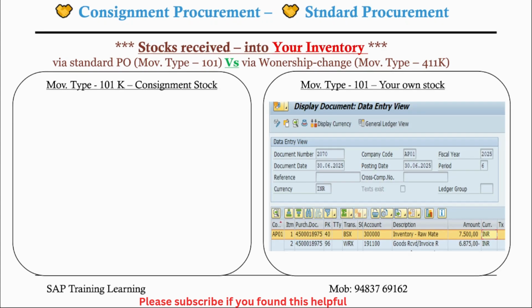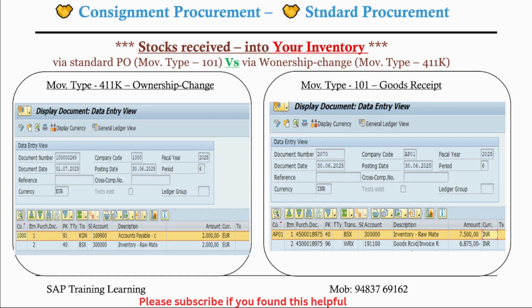Now in the system, I performed movement type 101 GR through the MIGO transaction, and what you see is that the stock has become your stock already. So BSX is debited, WRX is credited in the system. Compared to the previous slide, the only difference is how it looks in the system. But when you do the same step for consignment, there will be no accounting document generated like this, because here we use movement type 101K, which means it's a consignment stock. It's not your own stock. So no accounting document will be created.